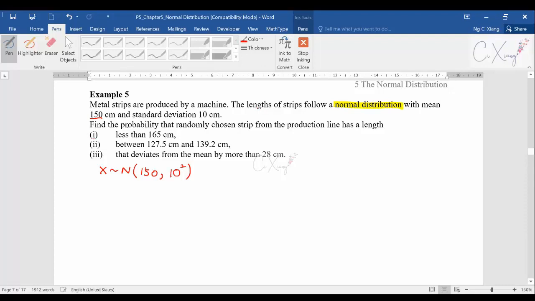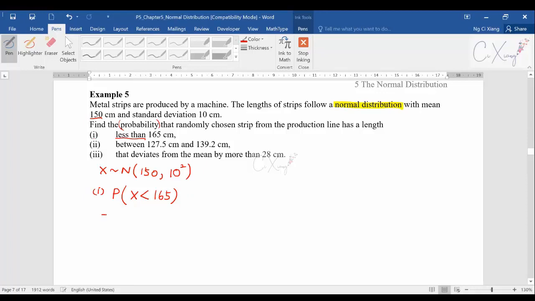Okay, so first part, find the probability. So probability means P, that the strip from the production line has a length. So the length of strip is X. Less than means X less than 165. So we are actually converting a sentence into a symbol. Probability means P. The length of the strip means X. Less than is less than. 165 means 165. Okay, so we are actually doing some translation work from a sentence to a symbol.